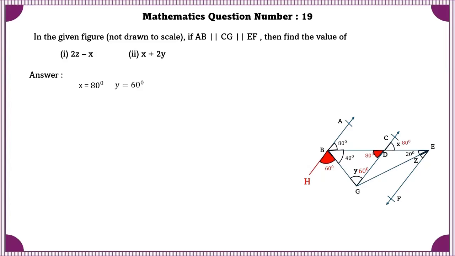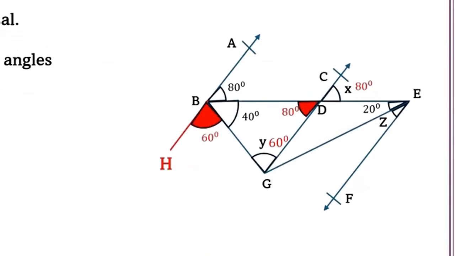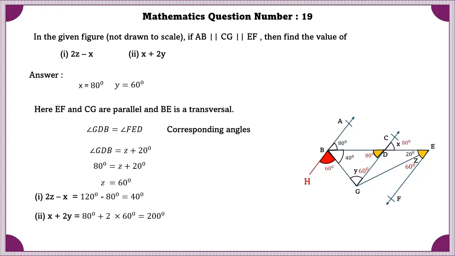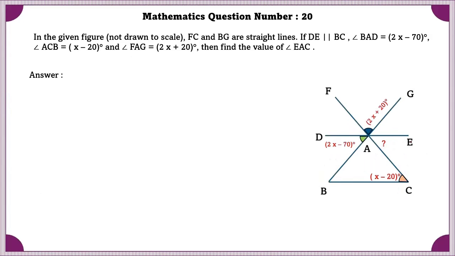So now we know the values of x and y. Here, EF and CG are parallel and BE is a transversal. Angle GDB is equal to angle FED because they are corresponding angles. So, angle GDB is equal to z plus 20. Since we know the value of angle GDB, we can find the value of z, that is 60 degrees. Since we know all the values of x, y and z, we can solve for the given questions, and the first one's answer will be 40 degrees and the second one will be 200 degrees.